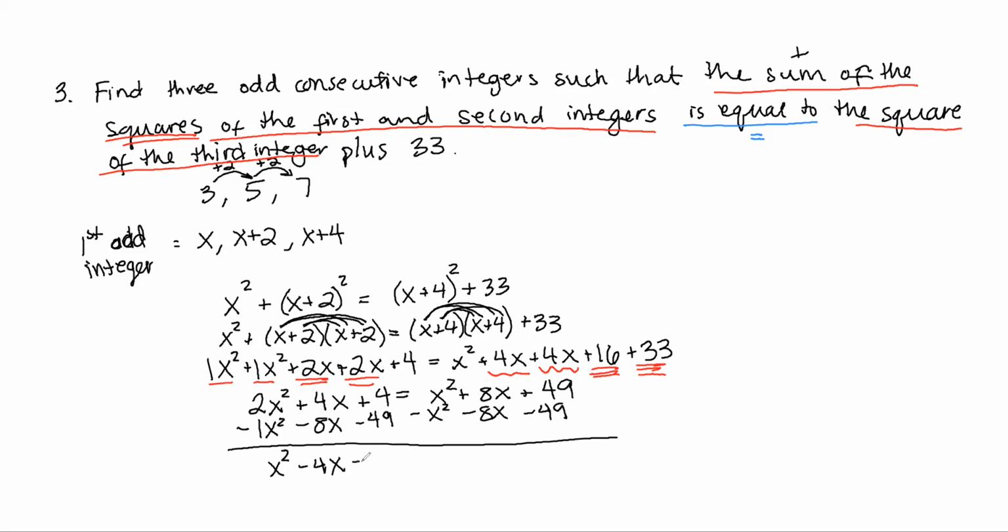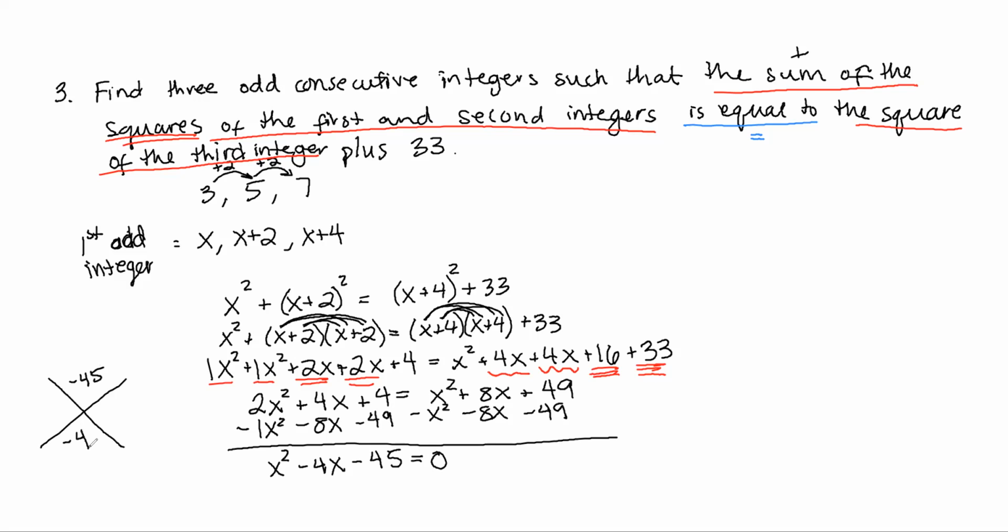Subtract 49, we get negative 45 equals 0 because all of those terms are gone. All right, now let's go ahead and factor. 3 terms, use the big X, multiplying to negative 45, adding up to a negative 4.